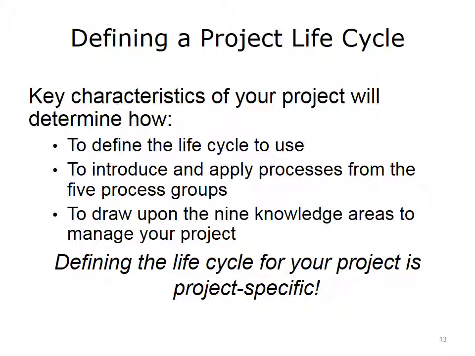We want to look at how key characteristics of your project can help you determine the best life cycle for a project and how we should introduce and apply the processes from the 5 process groups. Recall that these processes can be brought to bear at any point throughout the project. How do we know when is the best time to apply them? How would you draw on the 9 knowledge areas to manage your project? Defining a project life cycle is really project-specific, and we want to look at the transition from key characteristics of a project to the kinds of project life cycles that are most affected based on those project characteristics.